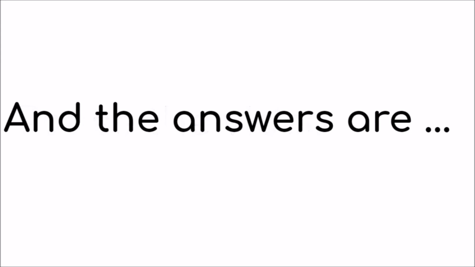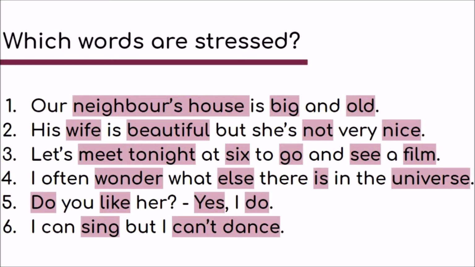All right, and the answers are, let's have a look at these sentences again. Number 1, our neighbor's house is big and old. So we are going to stress the nouns, neighbor's house, and also the adjectives big and old. Number 2, his wife is beautiful, but she's not very nice. So you can see again which words are stressed. I've highlighted those for you in purple.